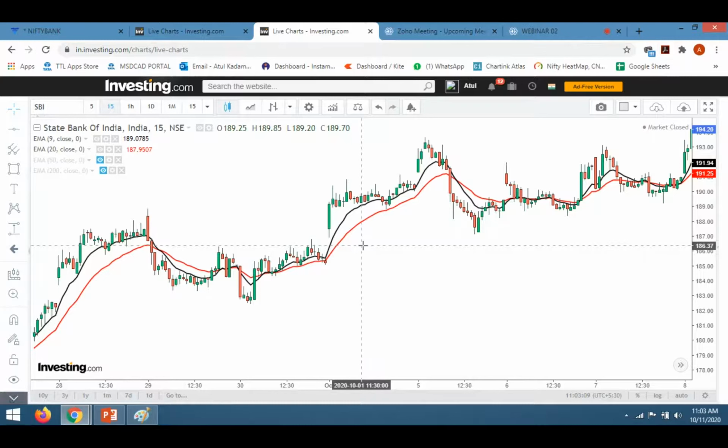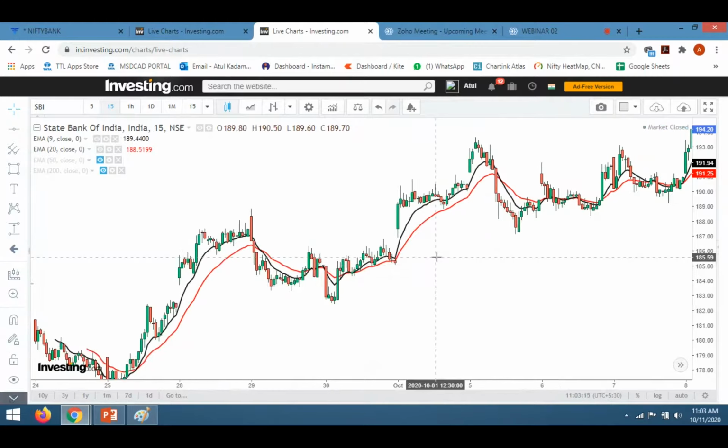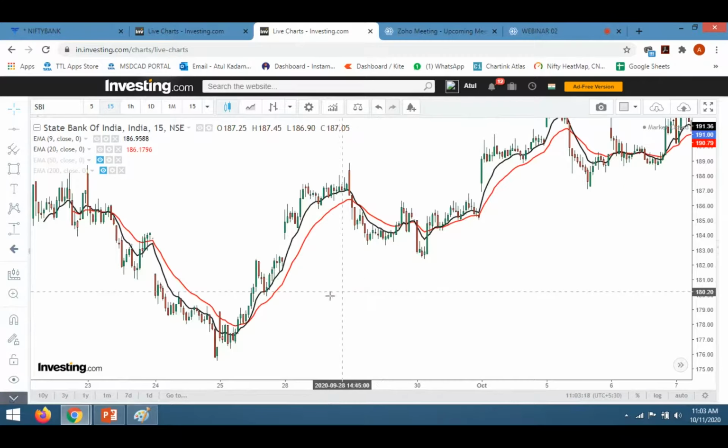So how to avoid that 30%? For that, in future we will take more sessions. I use my own setups and other indicators. There are multiple indicators or multiple ways to trade.